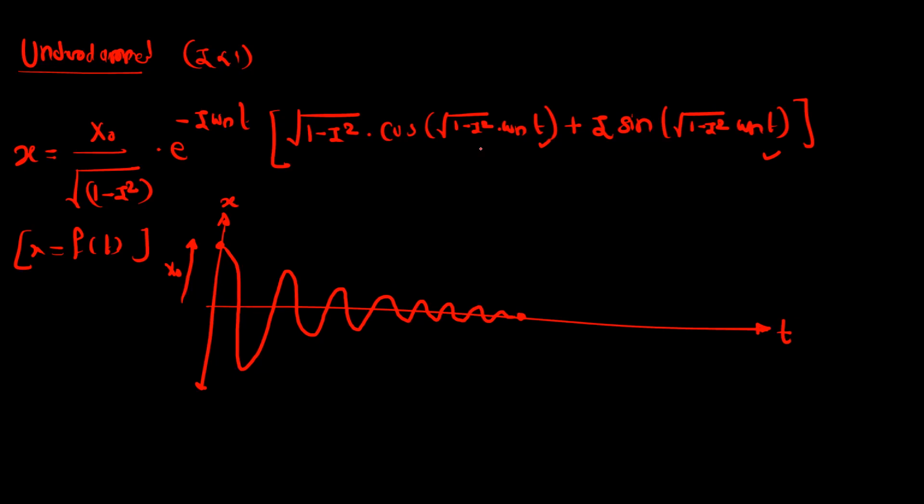Okay, so if you observe this equation, you can see there is one term which is square root of 1 minus zeta square into omega n. So this is called the frequency for the damped vibration. This is omega d, or it is also called the damped natural frequency.